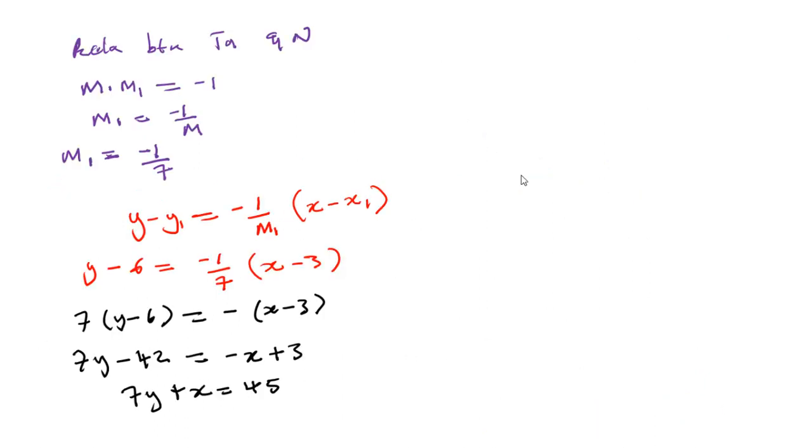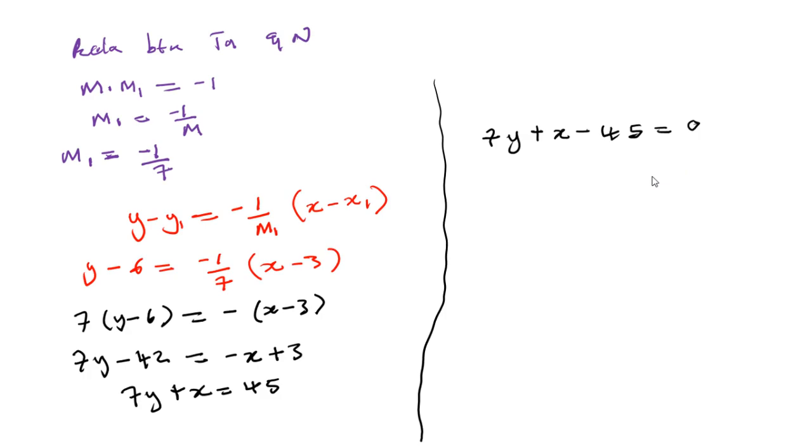So this is the line of the normal, but remember we need to express it in that form, so instructions are very important. So 45 we'll take it back to where it's supposed to be. So this will simply be 7y plus x minus 45 is simply equal to 0. So this is just the final answer for that particular question.